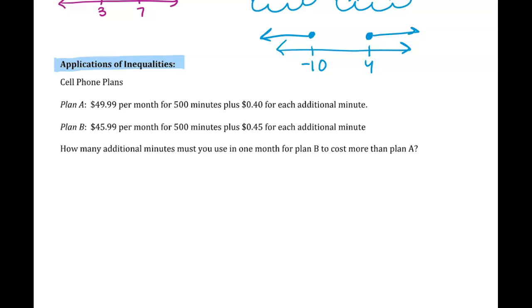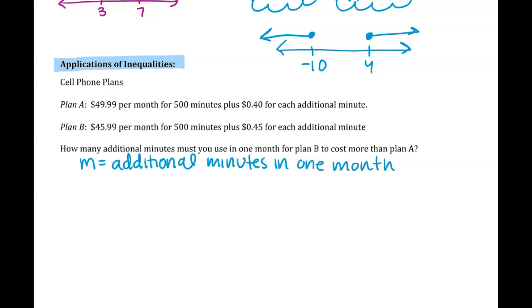Well, first we need a variable. Let's say M is additional minutes in 1 month. So that's what we're solving for, right? So that can be our variable. As far as an equation, for Plan A, the total would be y equals $49.99 plus 40 cents times those additional minutes M. And for Plan B, it would be $45.99 plus 45 cents times the additional minutes.